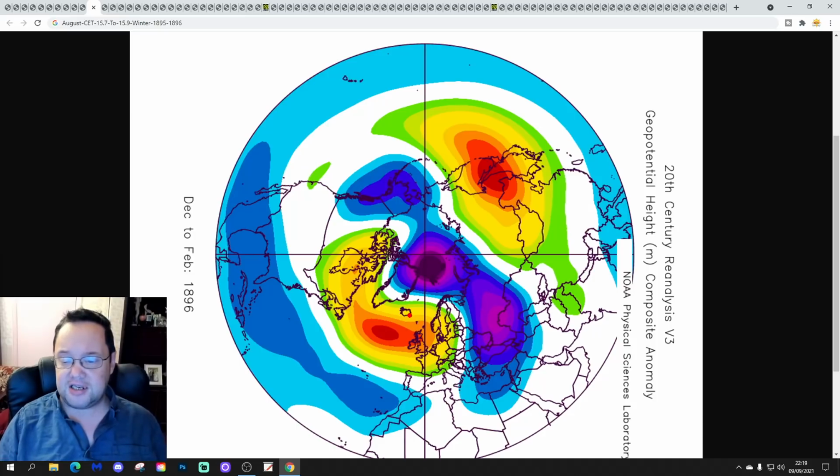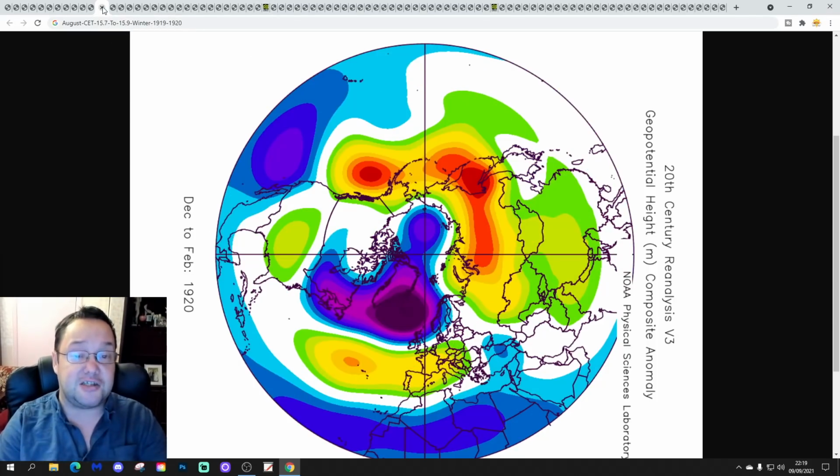This one is more anticyclonic. The first sort of anticyclonic winter that we've seen so far, I think, with above average heights over and to our west. It's generally a reasonably quiet and pretty mild winter for 1895 to 1896. A long gap then. Next time we have an August CET range of 15.7 to 15.9 is 1919. This is the winter of 1919, 1920.